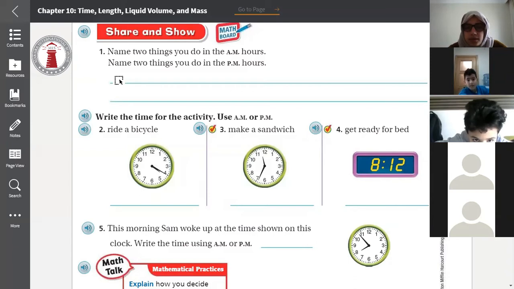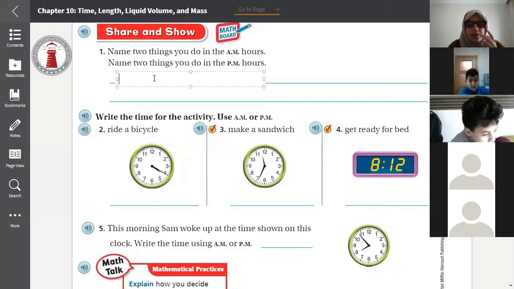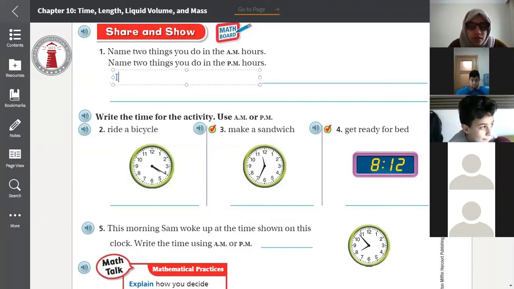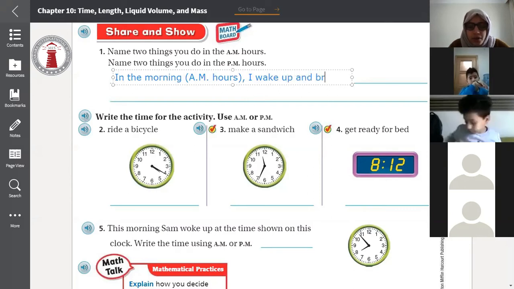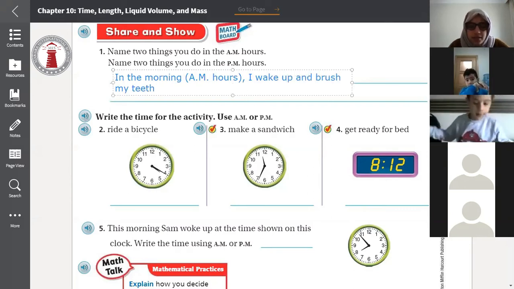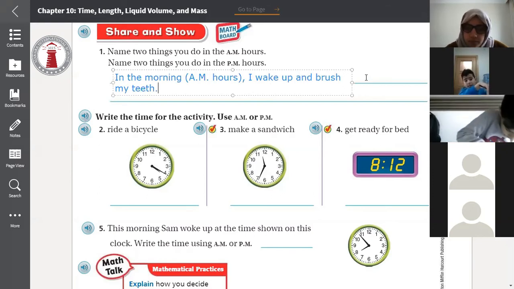I wake up, then I brush my teeth, then eat breakfast. Okay. These are very good examples, Yusuf. So in the morning, AM hours, I wake up and brush my teeth. Yes, write it, please.